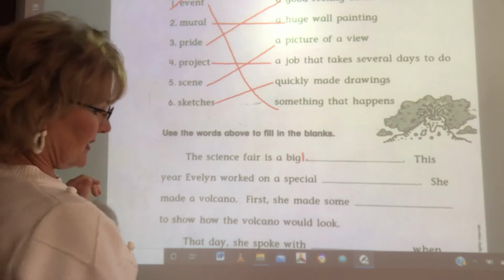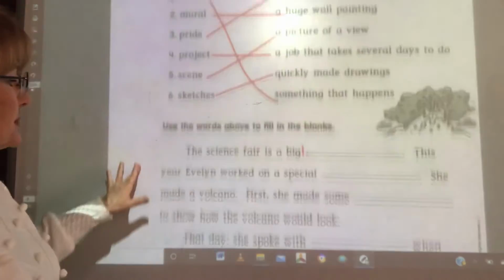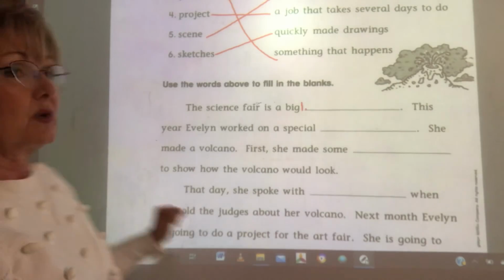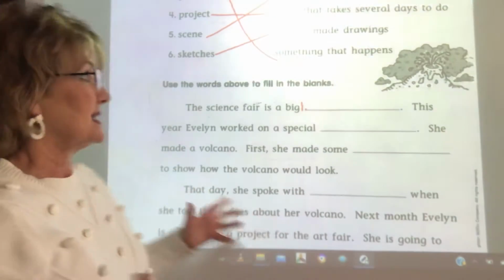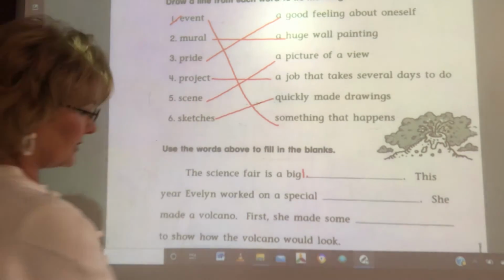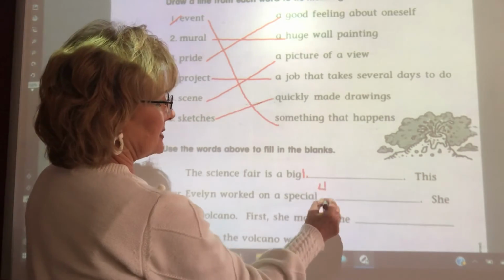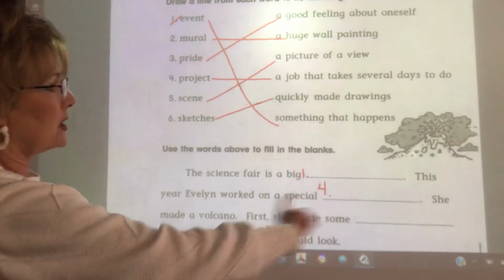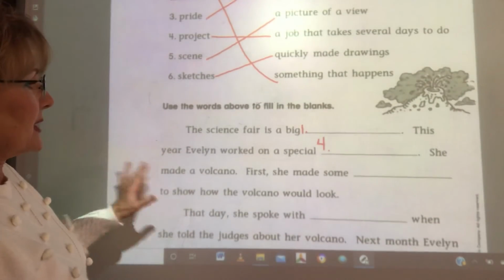Do you want to save that one and see what's left over? She made a volcano. Well, that sounds like it's going to take some time. So wouldn't you say that that would be a special project? Let's put a number 4 there. Copy it later.